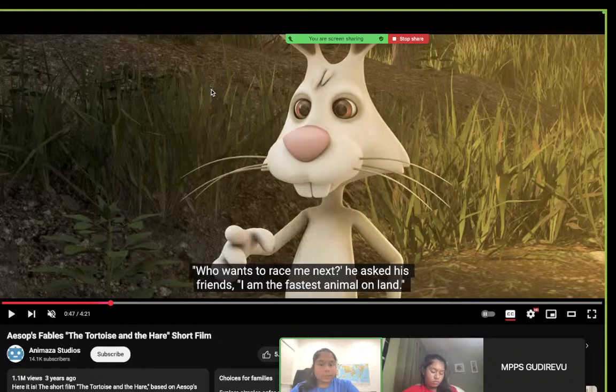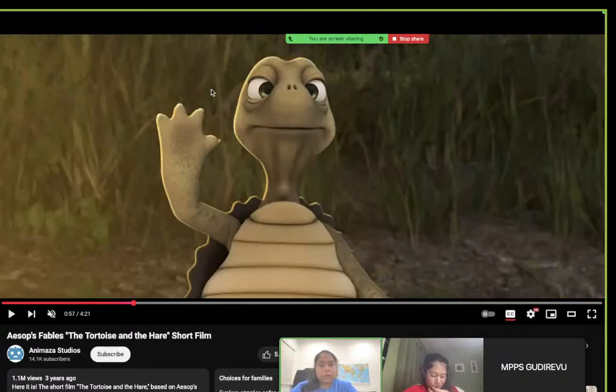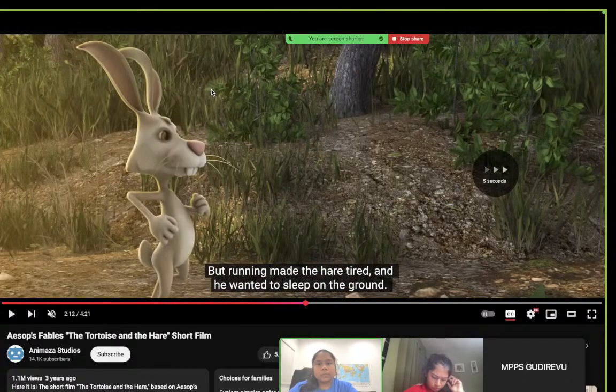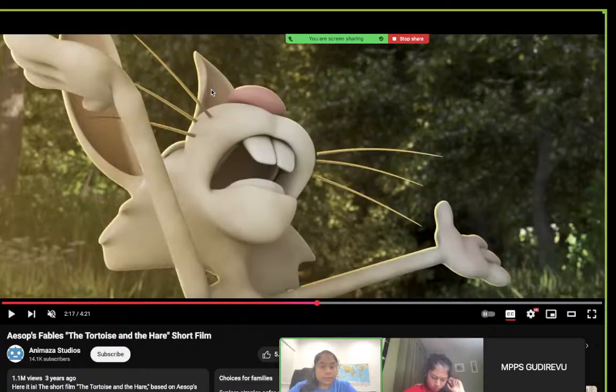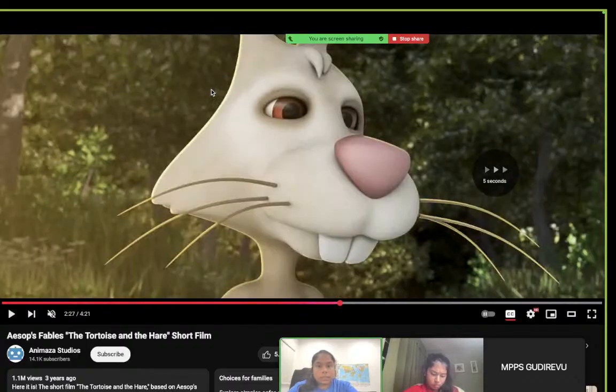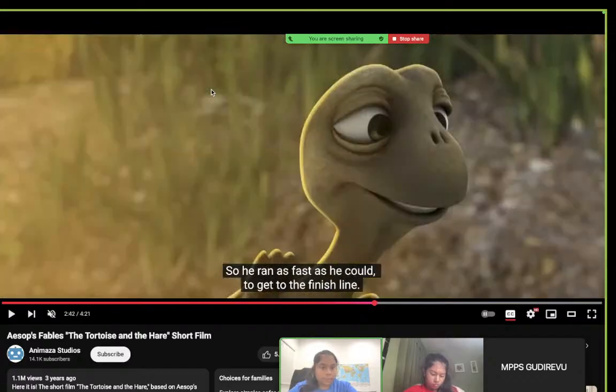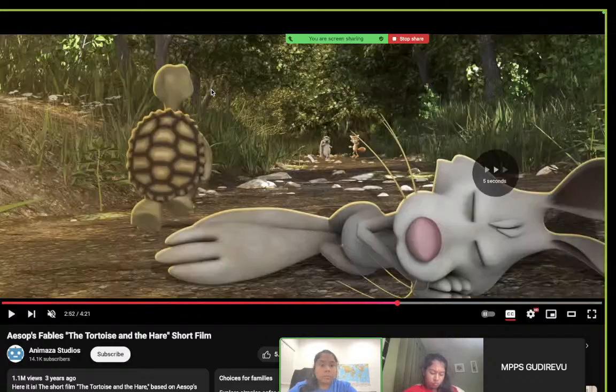What happened in the beginning? Bill said he wanted to do it. And so that's one chunk of the beginning. Bill was able to finish the race. He made the hare tired. And then eventually, even though the rabbit was being mean and sleeping, the turtle still made it to the finish line.